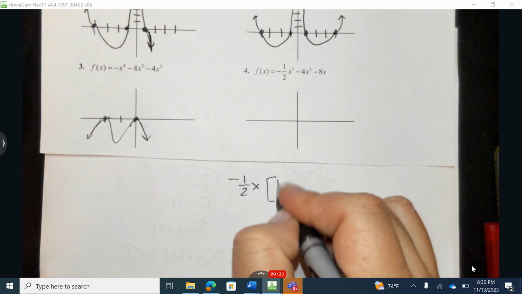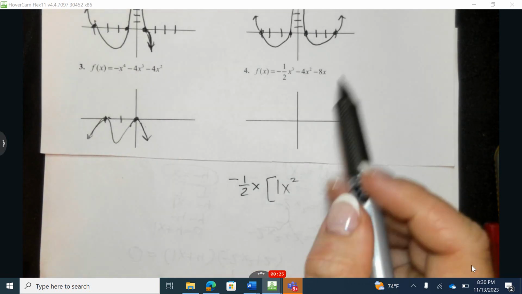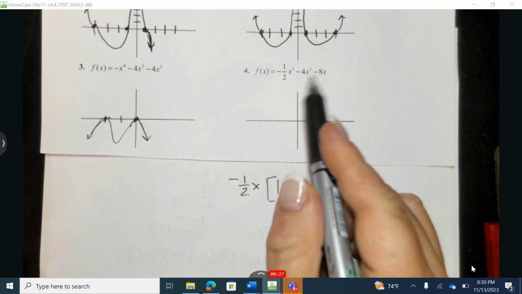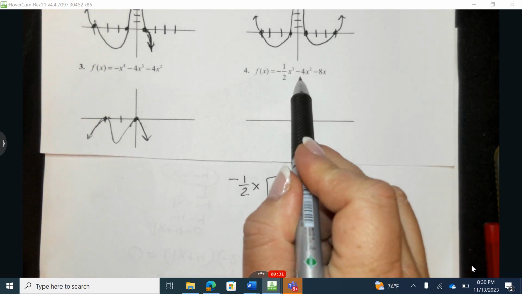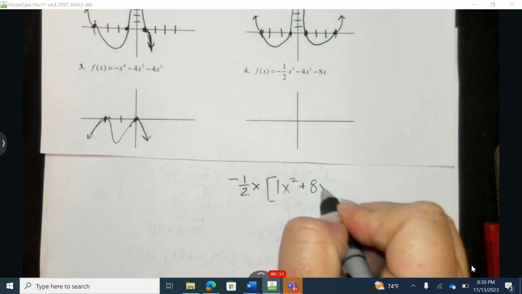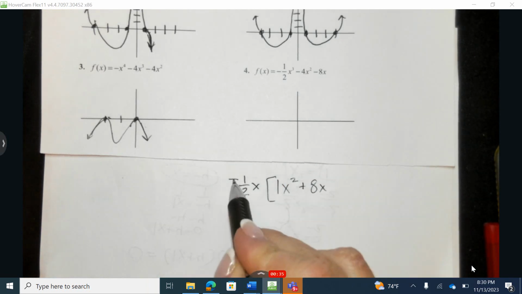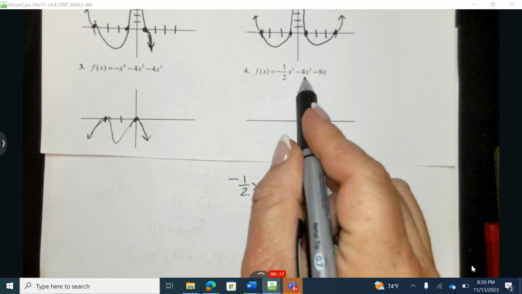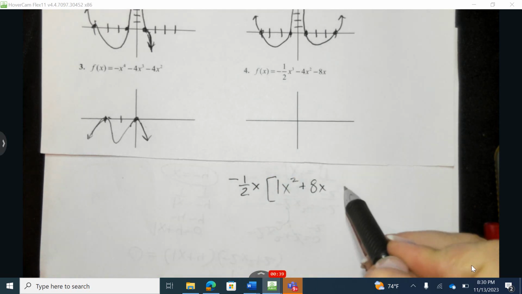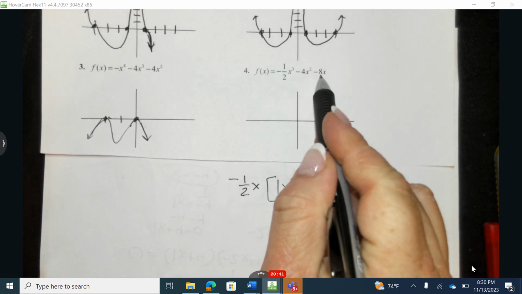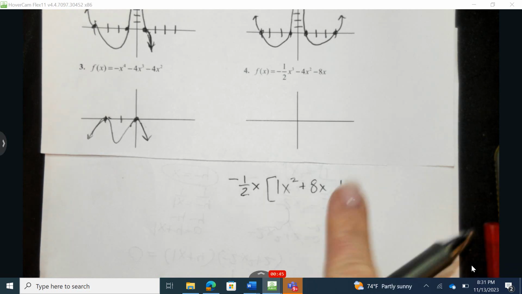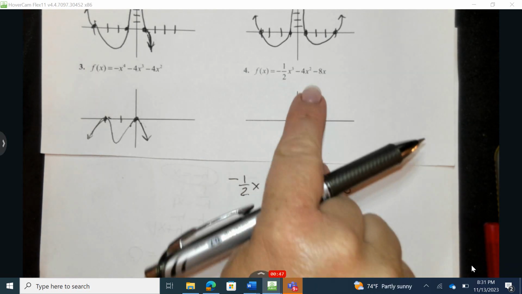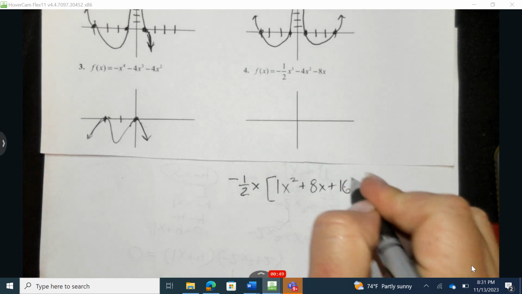And I'm left with 1x squared. So what number divided by 2 gives me 4? That'd be 8. I need to end up with a negative 4, so this needs to be positive. 8 divided by negative 2 is negative 4. What value when divided by 2 gives you a 16? Oh, gives you an 8. The answer is 16. 16 divided by negative 2 is negative 8.